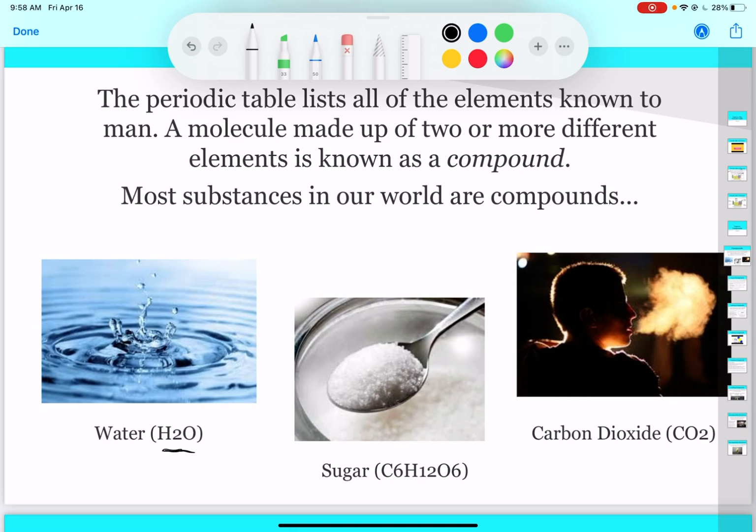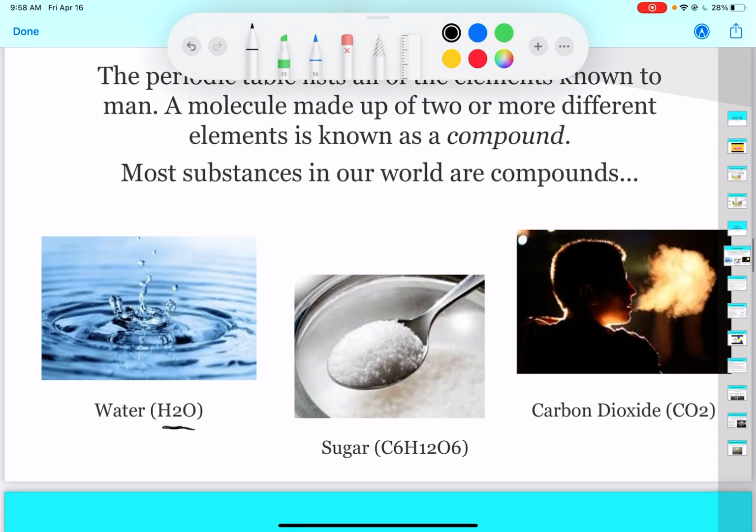Sugar. Sugar is a really big molecule. It's got C6H12O6. C is carbon, and that means there's 6 carbons in the molecule, 12 hydrogens, and 6 oxygens. So all of those are connected together to make sugar. And then carbon dioxide, that's something that we breathe out. That's what's showing in this picture. It's got 1 carbon and 2 oxygens.